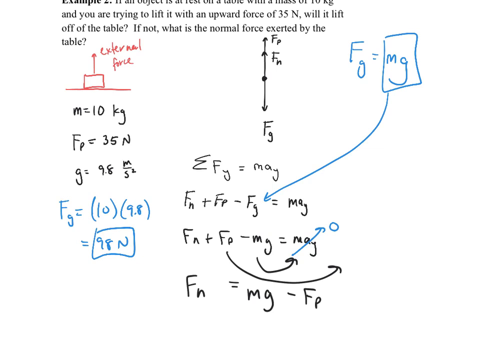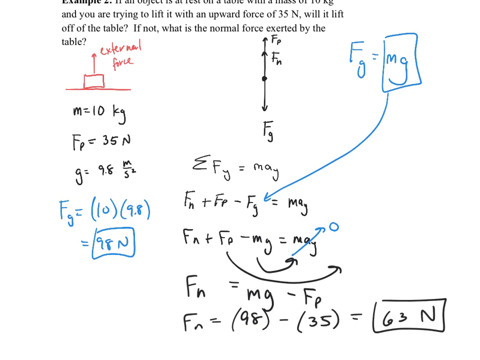How much does it weigh? 98. That goes in right here. How much do you pull up with? 35. That goes in right here. So it weighs 98. You pull up with 35. Not enough to lift it. Therefore, there's got to be some normal force left, which is what's left over. So my normal force would be the weight of the object minus the applied force I give it, which in this case is 63 newtons.